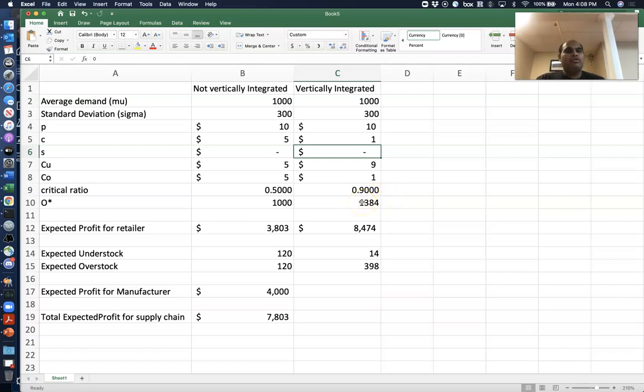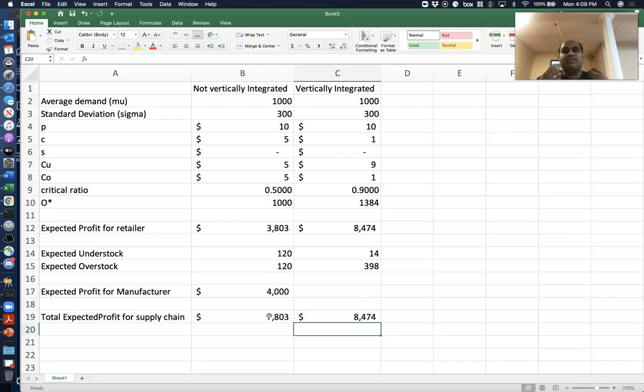So the optimal number of units in the supply chain should be 1384 if this whole supply chain is completely vertically integrated. And then the expected profit, now this is not for the retailer, this is the total expected profit for the supply chain itself, because there is no separate retailer or manufacturer, is 8,474. So if this whole thing is completely vertically integrated, the supply chain will make $8,474. But because it is not vertically integrated, split into two separate entities, the total profit for the supply chain is only 7,803. So some sort of integration is useful.